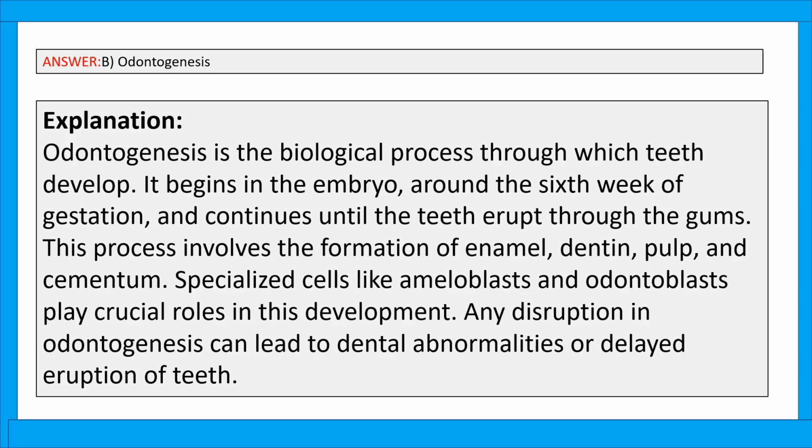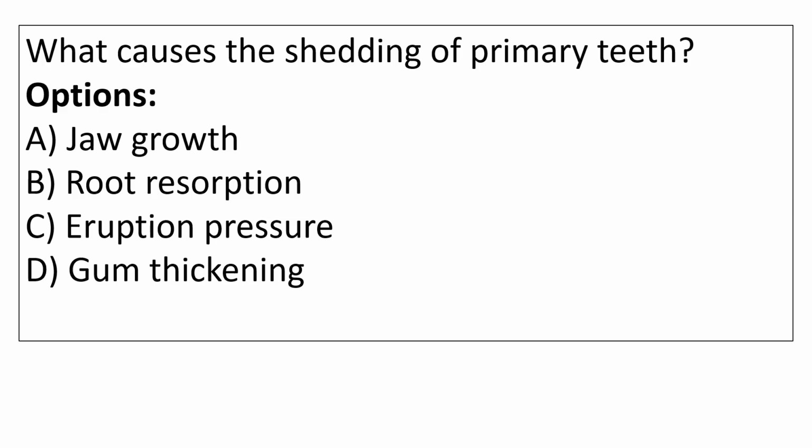What causes shedding of primary teeth? Option A, jaw growth. Option B, root resorption. Option C, eruption pressure. Option D, gum thickening. The right answer is option B, root resorption.